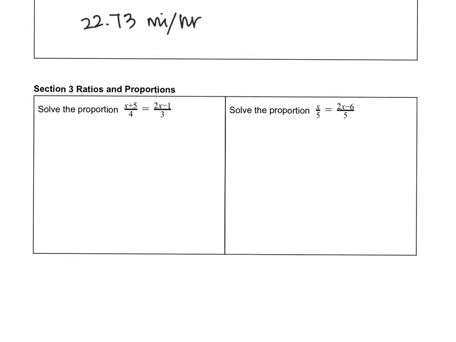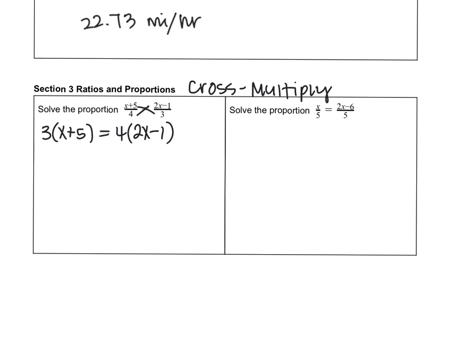So in Section 3, we were solving proportions. And remember, in order to solve a proportion, we cross multiply. So our first proportion, (x plus 5) over 4 equals (2x minus 1) over 3. We're going to cross multiply, and we have 3 times (x plus 5) equals 4 times (2x minus 1). The most important thing to remember when cross multiplying is to distribute to both terms. So we get 3x plus 15 equals 8x minus 4.